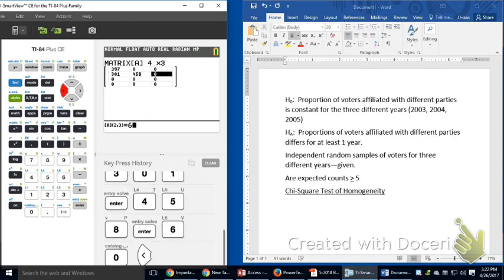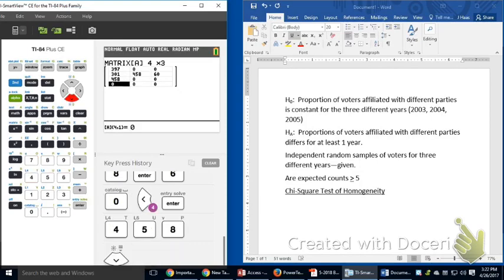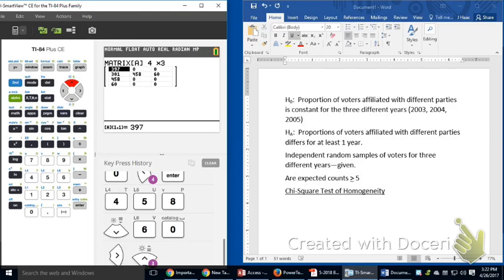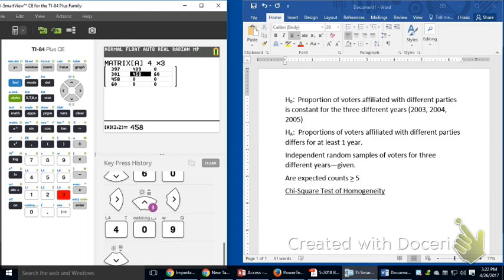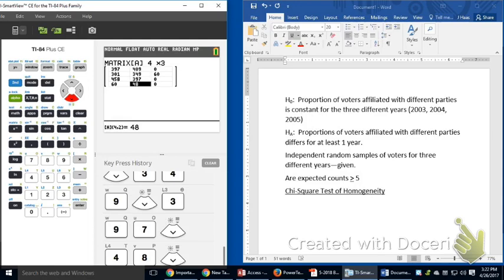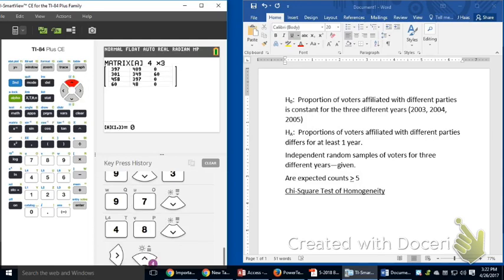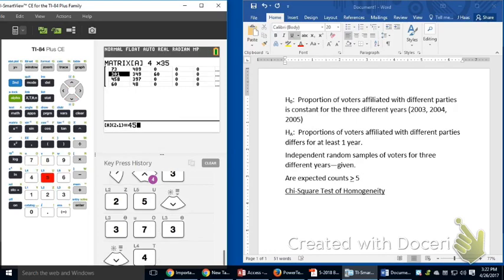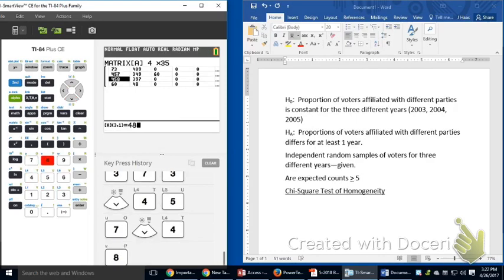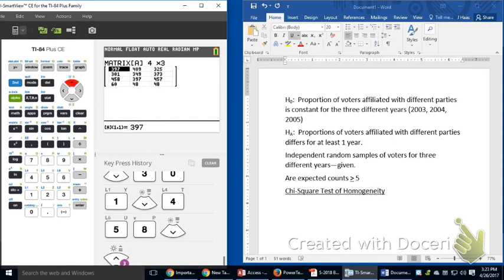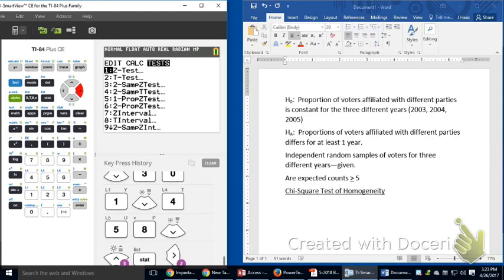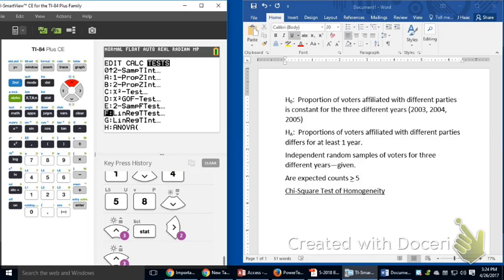301, 458, and 60. Get my next column, and we'll get this in just a second. Once you get everything in your matrix, then you're ready to perform your chi-square test. Once we have the data typed in the calculator, then we are ready to go to stat, test. It does not matter if it's a test for homogeneity or test of independence. That is still option C, the chi-square test.